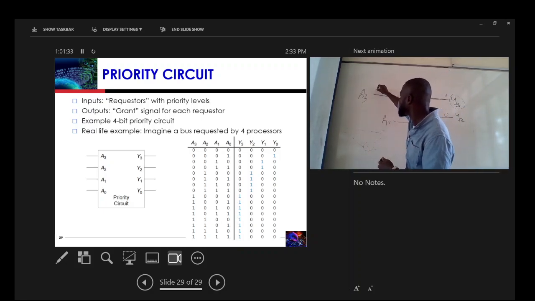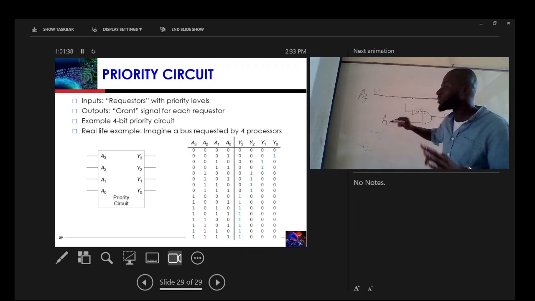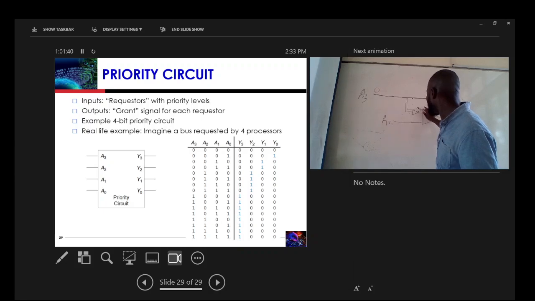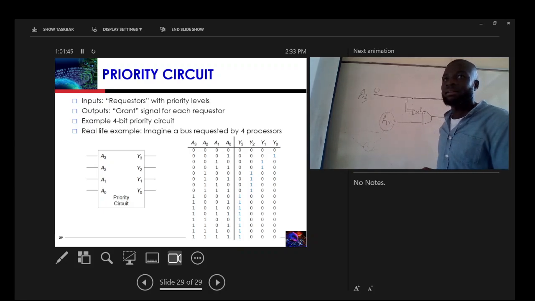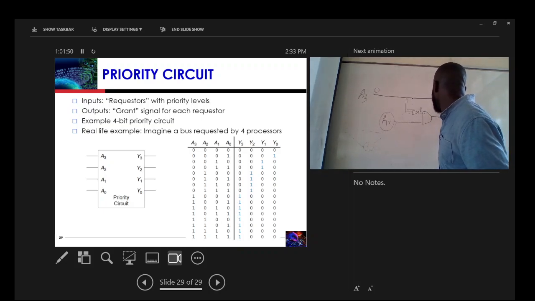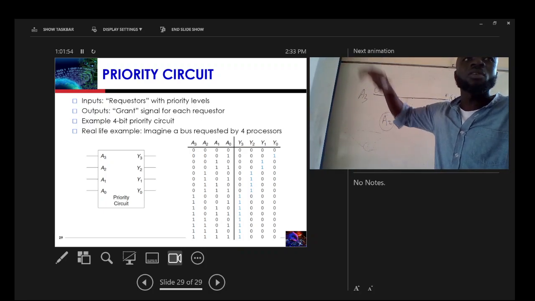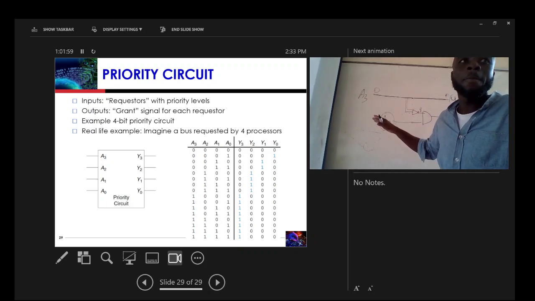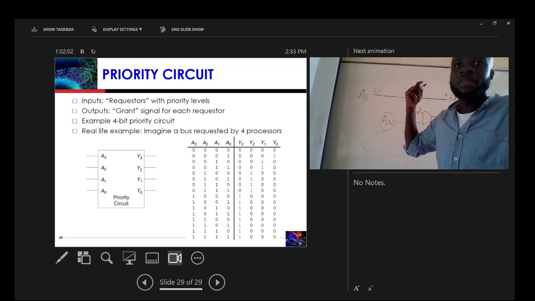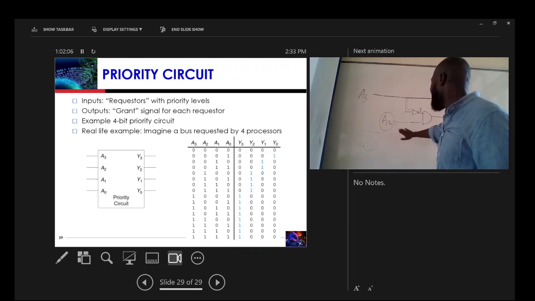So if A3 is 0, it becomes a 1 after the inverter, and understood, the output follows A2. So it means that A2 depends on A3. As long as A3 is 1, A2 can never be activated. Have you seen it? I've done the first one for you. So what is next?